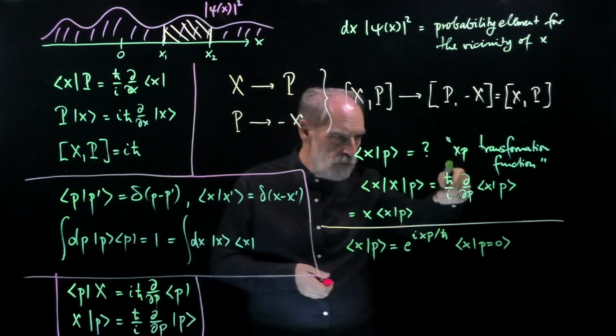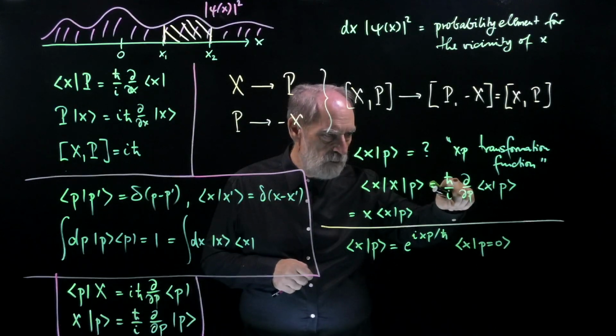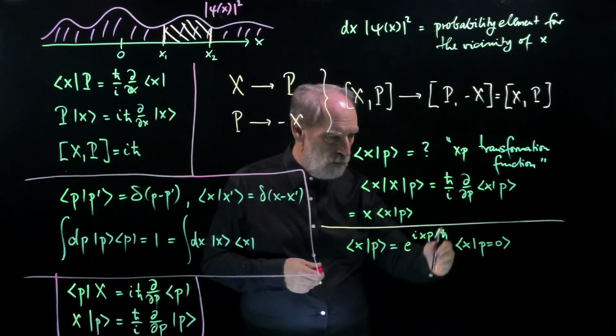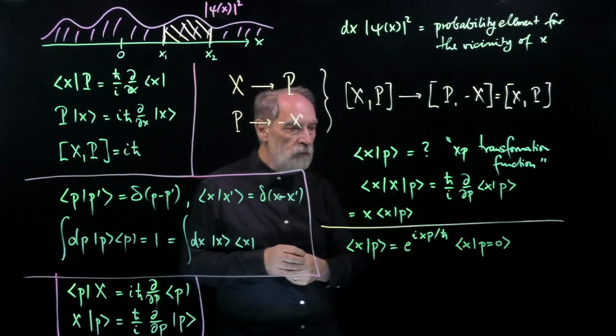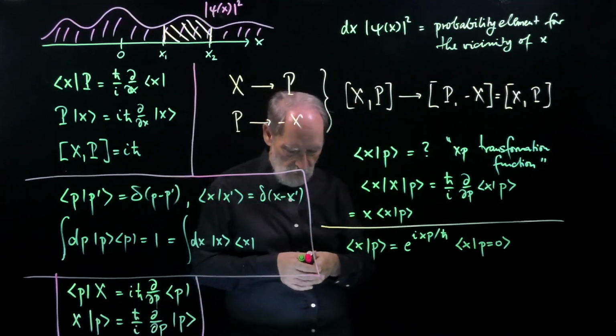So I differentiate with respect to p. That is the same as multiplying with i, dividing by h bar, and multiplying with x. That's what this exponential factor does. But then there is room for an overall factor that does not depend on p.